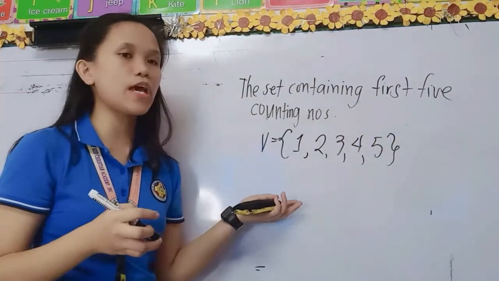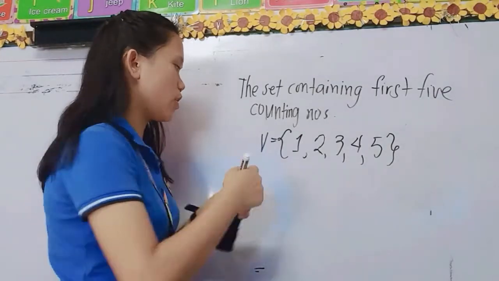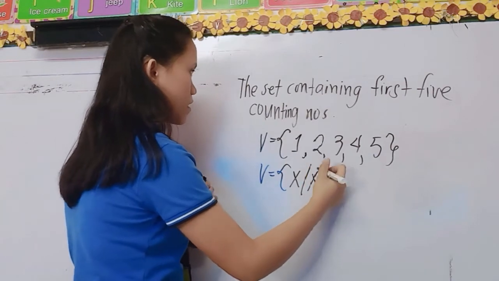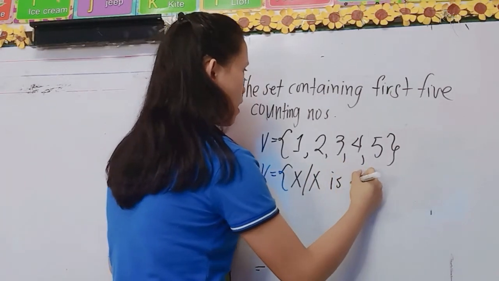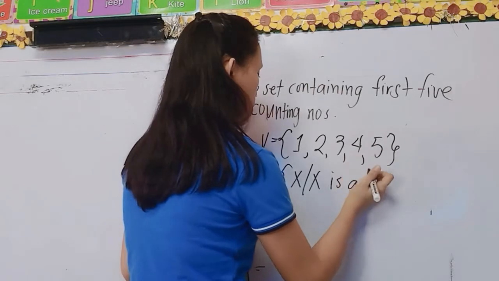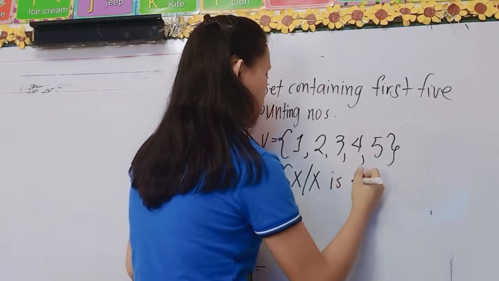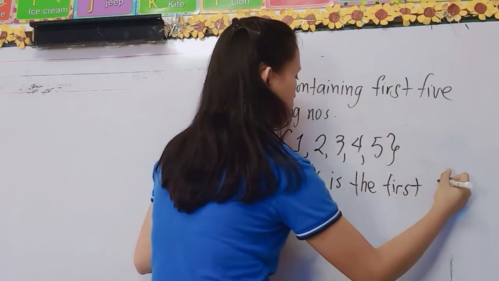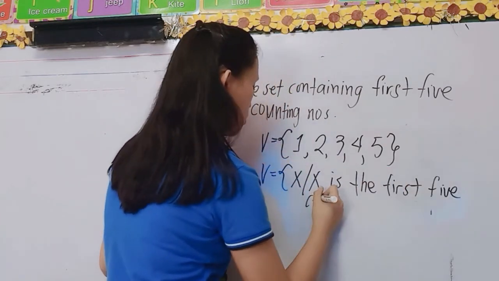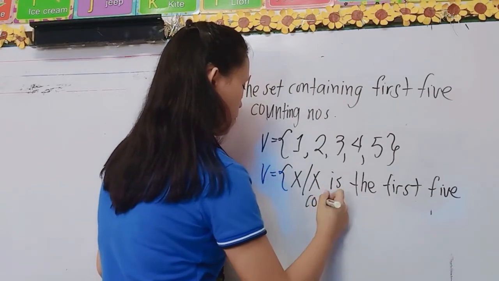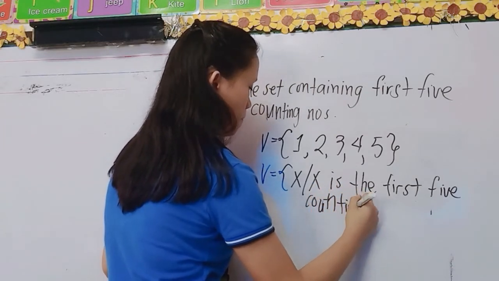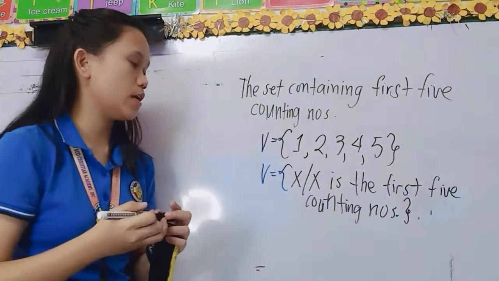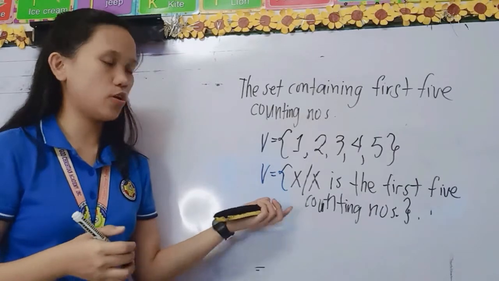How are we going to write this using set builder notation? V is equal to X such that X is the first 5 counting numbers. So this is an example of set builder notation.